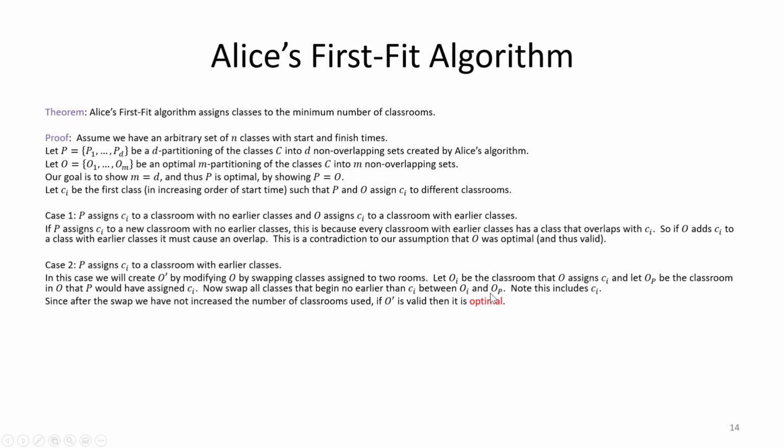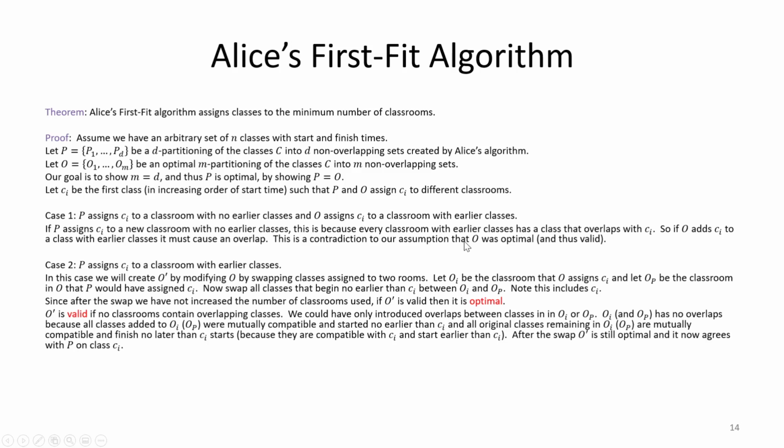So by moving CI and all the later classes into OP, we do not create an overlap because we know all those original classes in OP do not overlap with CI. And then vice versa, all those classes that we took out of OP and moved into OI, those ones all started at the same time as CI or later, so those ones are also compatible with all the original classes in OI. Okay. All right, so I've made the argument, hand wavy.